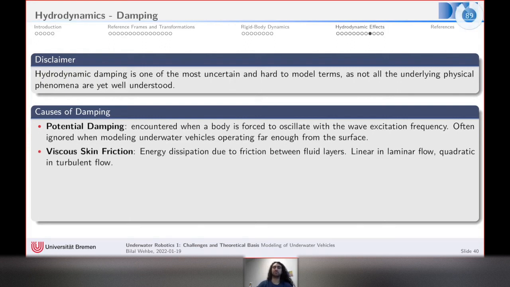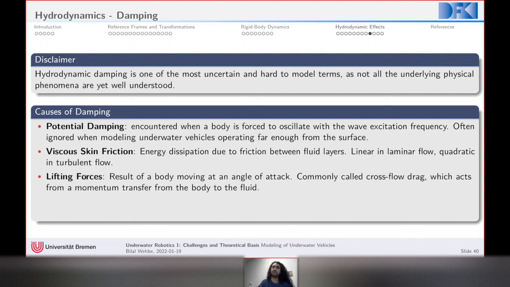Another term, which is the most dominant part if we are talking about a vehicle moving at a slow speed, is the viscous skin friction. This is the shear force, the force causing friction on the body just by moving with a fixed velocity. Usually we model this as a linear relation to the velocity if we have a laminar flow, or quadratic if we have a turbulent flow. The flow regime is determined by the Reynolds number.